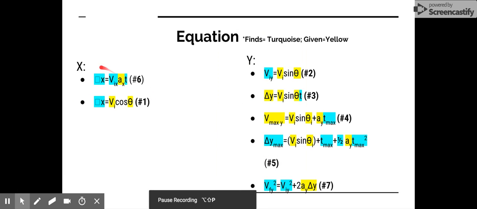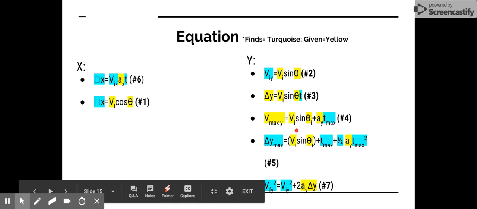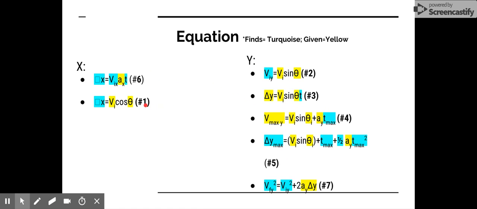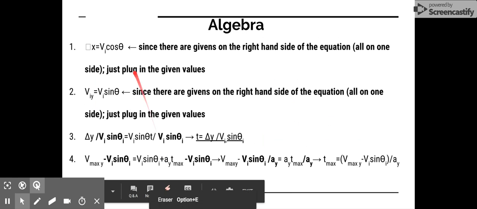And then the equation step. So here we have the color coded again. So finds are turquoise and givens are yellow. So it's pretty self-explanatory. It's mostly the equations that I referred to in the first few slides. And we move on to the algebra step.